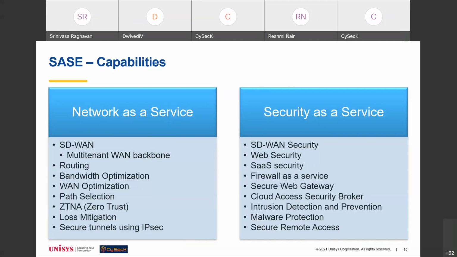To continue, take path selection, which is your best path. You're connected to the edge, and then the edge finds out which is the best path. It's all built on ZT, zero trust, like I mentioned earlier, and then loss mitigation, secure tunnels using IPsec. All these network functions are offered as a service. Similarly, on the security side, you have web security, firewall as a service, secure web gateway, all as part of the cloud service. Also cloud access security broker, intrusion detection and prevention, malware protection. These are the typical things that anyone would like to do whenever you want to do some protection. And of course, secure remote access, whether from your home, a different location, or branch offices. So your network and security coming together is offered as a service. And that's what SASE is all about.